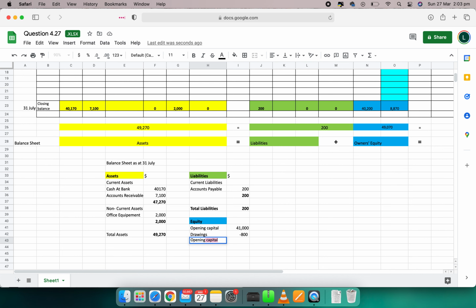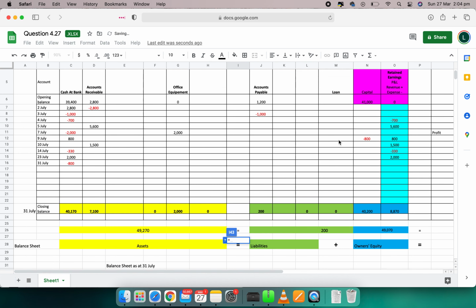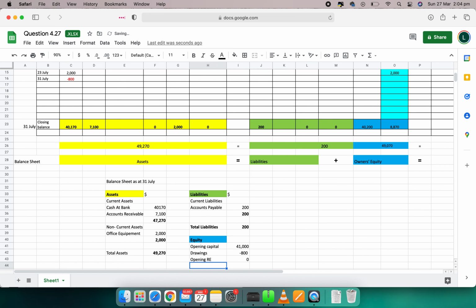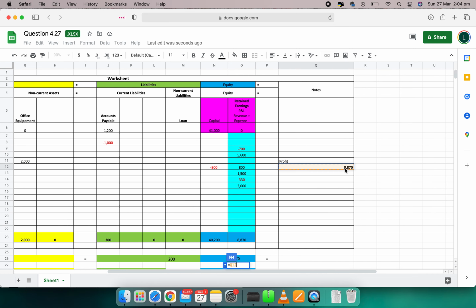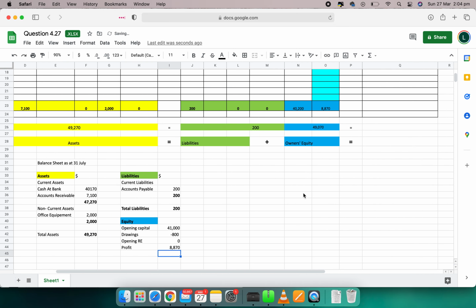Okay, opening retained earnings. Okay, we know that's 0, but I'm just going to do that there. And then what we want to do is record our profit. This figure here will be coming from our P&L, but what I've done is a little cheat and just summed up those there. And that's 8,870. So if we highlighted those two and summed them up, you'll see down here, here's our sum. It's exactly the same as the closing balance. Okay, so in theory, we're taking our closing balances, to show you this for purpose, but in our equity section, we're just providing a bit more detail. So there's our closing balance there, and there's our closing balance there.